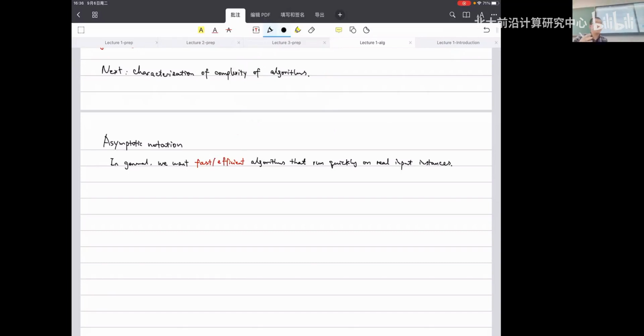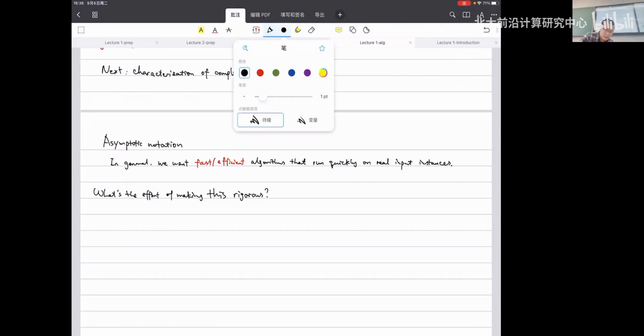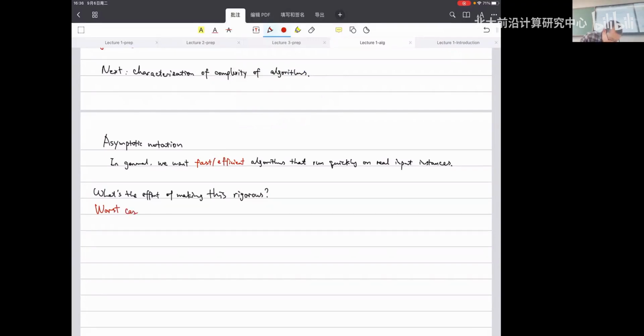So you can understand this from this English discussion, but as I just mentioned, we want to make everything more rigorous. So what is the effort of making this rigorous? In general, a very important thing that we are going to study in this course is something we call the worst case running time.